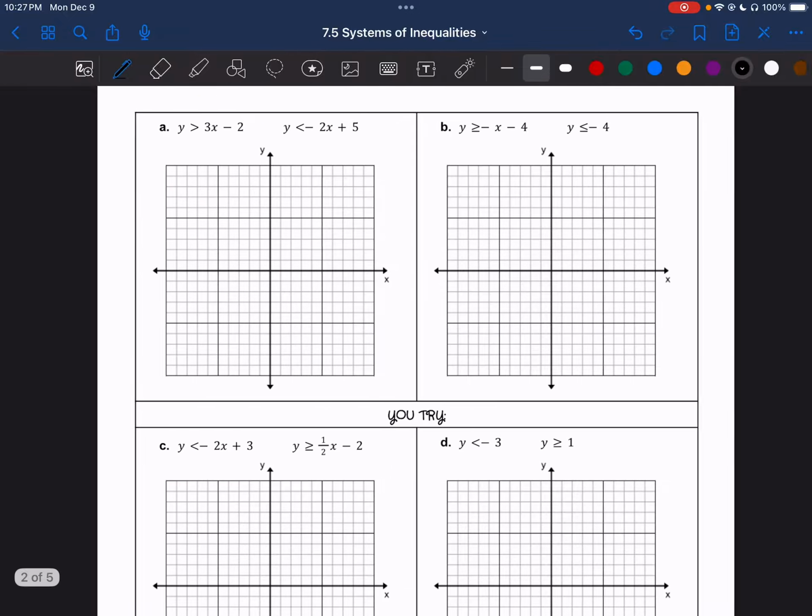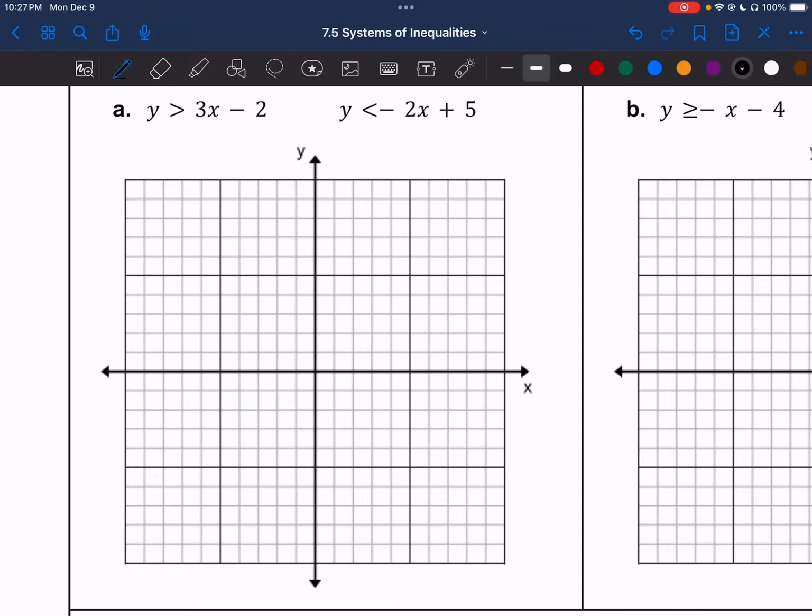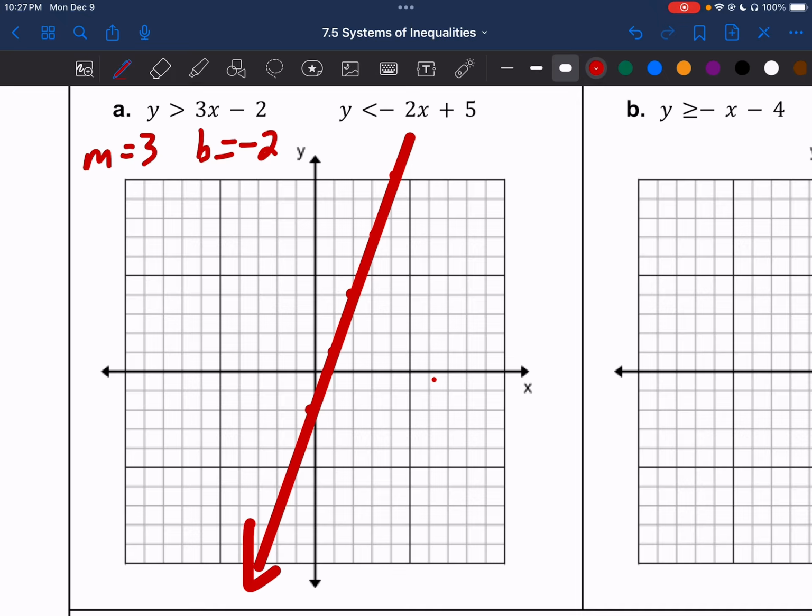All right, now let's take a look at some other examples on the next page. Letter A, we have y is greater than 3x minus 2. So we're going to start off. Our slope is 3. Our y-intercept is -2. So we're going to put a point at -2. And our slope is 3, so we're going up 3 and to the right 1 with each step. And we're going to draw our line in. Arrows at the end. And it is greater than, so it's going to be a dashed line.